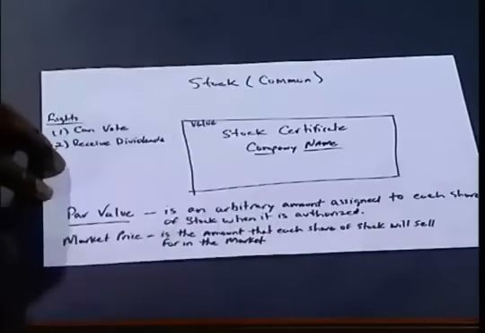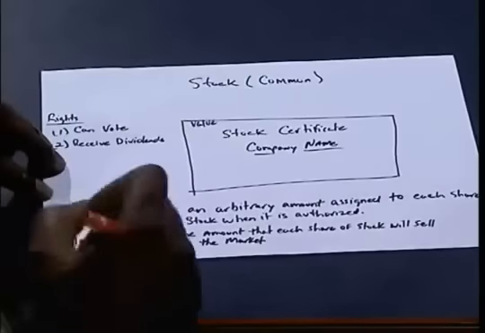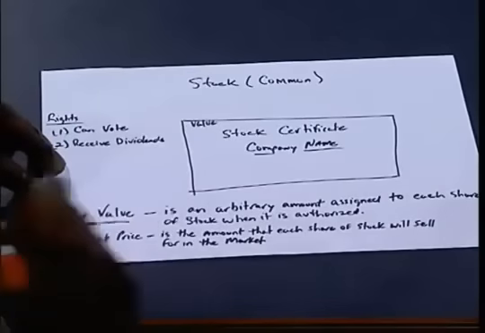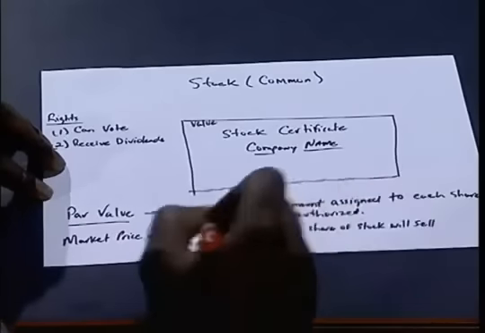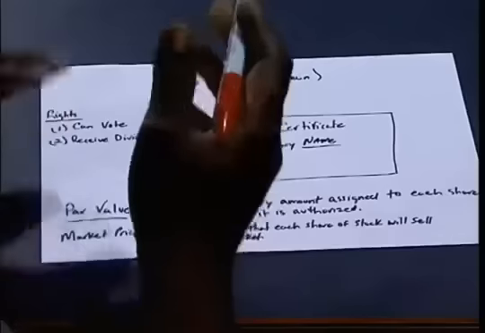Of course, you always have what they call market price, which is different from the par value. And the market price is the amount that each share of stock will sell for in the market. Of course, that's going to vary depending on how the market is trading on that particular stock. That's common stock. We also have another stock that we deal with called preferred.